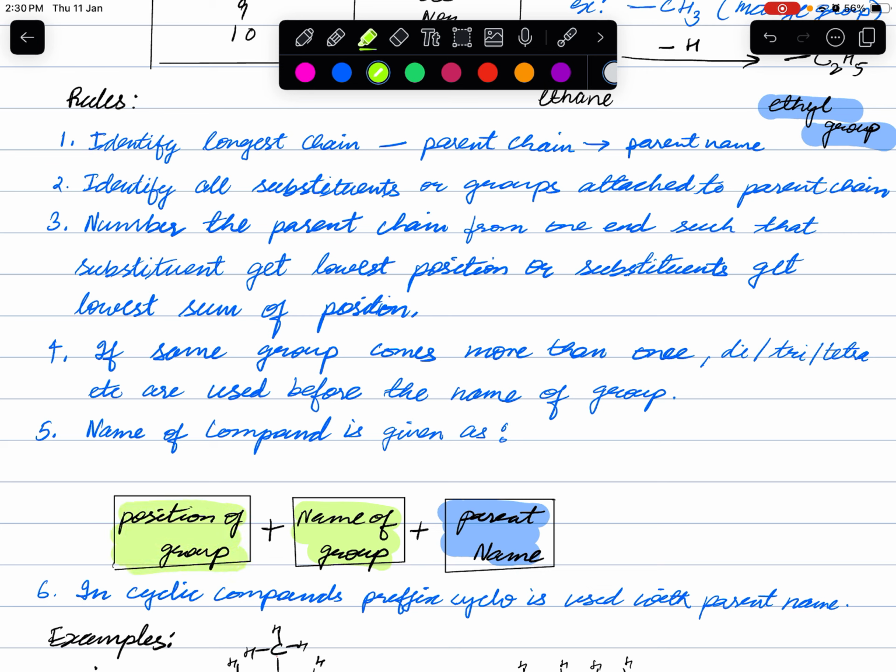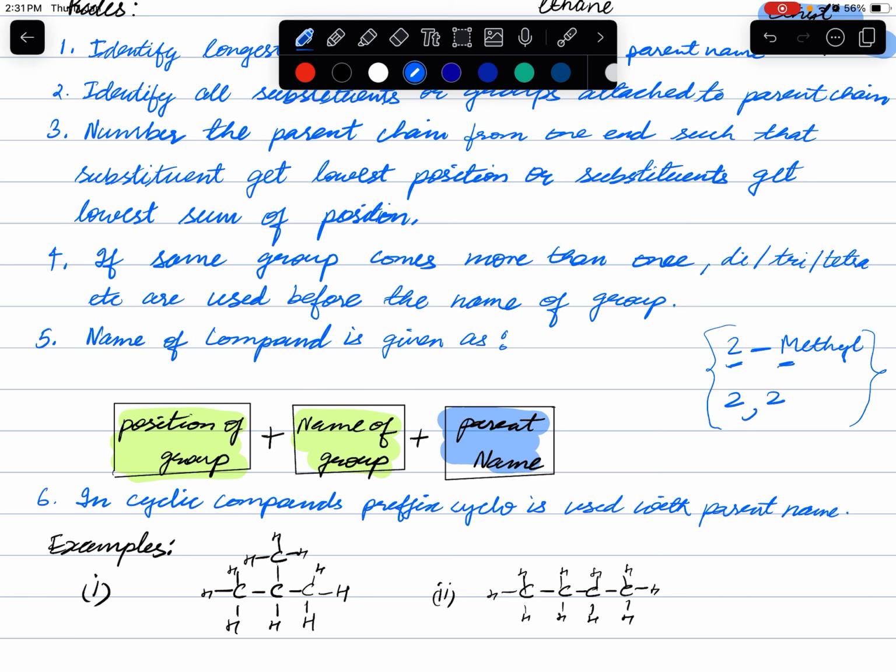While writing the name, one thing you have to keep in mind. Alphabets are not separated, they are written continuously, but a number is separated. For example, 2 is there and we are writing methyl. 2 is a number and methyl starts with an alphabet, so the number is separated from the alphabet with a dash. And any two numbers, for example 2 numbers, are separated by a comma. So we have to be very careful while writing the name with the help of this idea.